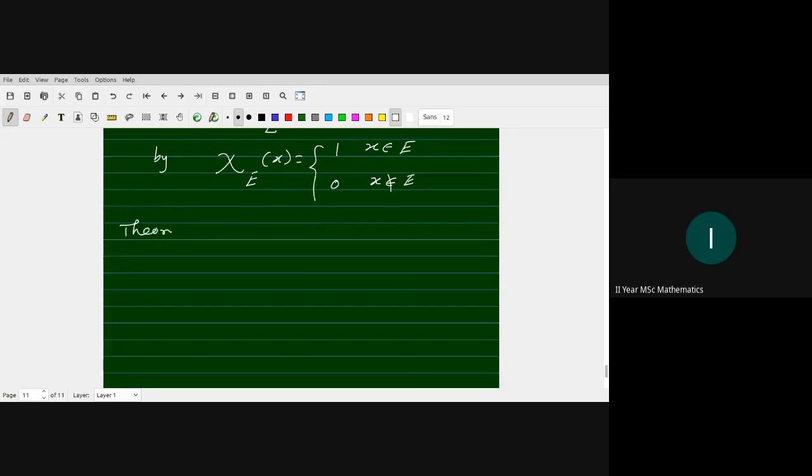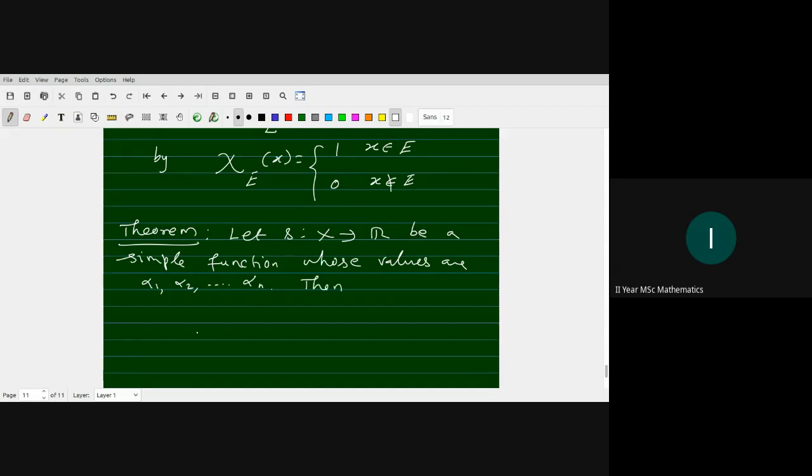So theorem: let S from X to R be a simple function with distinct values, whose values are finite. The values are denoted by alpha 1, alpha 2, ..., alpha n. Then this simple function can be written as a linear combination of characteristic functions of E_i.